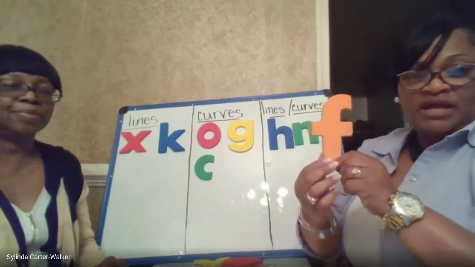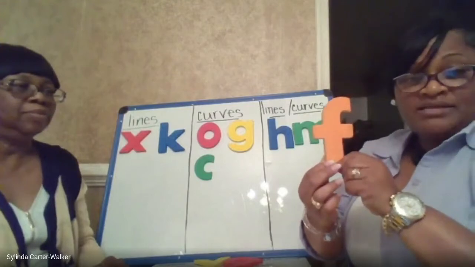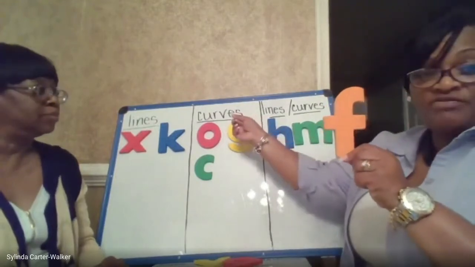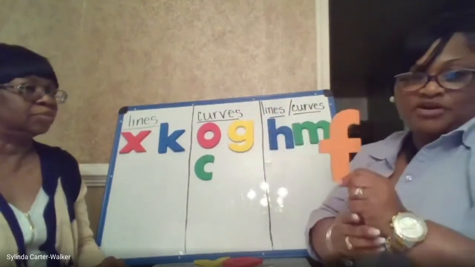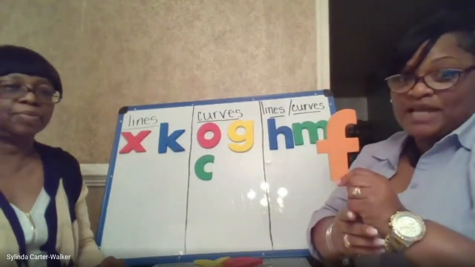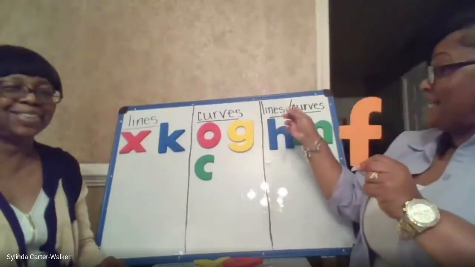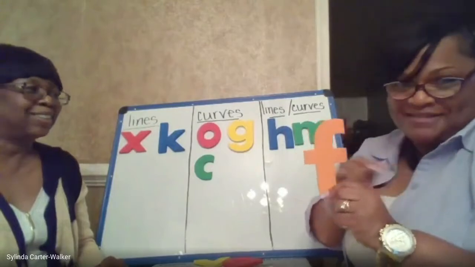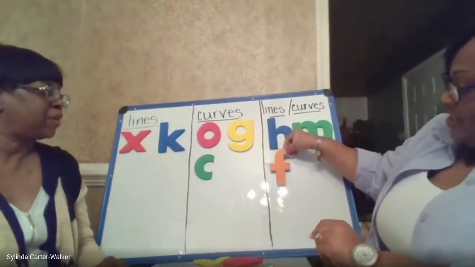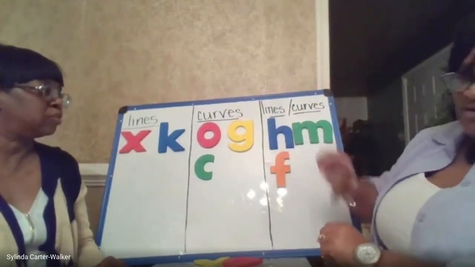Now, if you look at that F, does it have just lines, just curves, or lines and curves? I know you know it. It's lines and curves. You are right. I'm going to put it right here under the letter H.